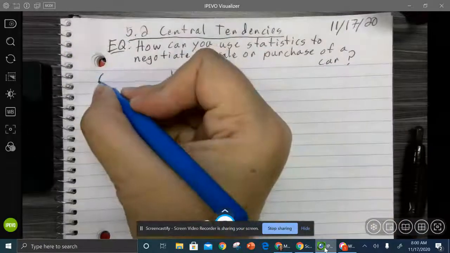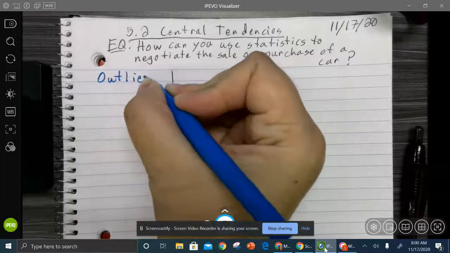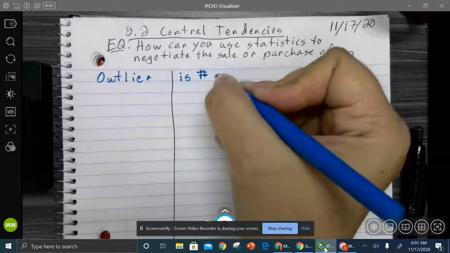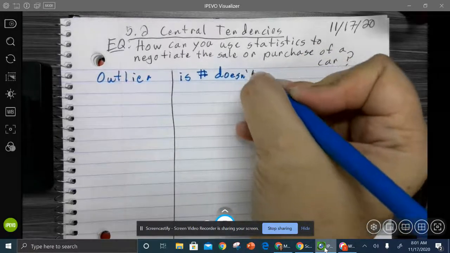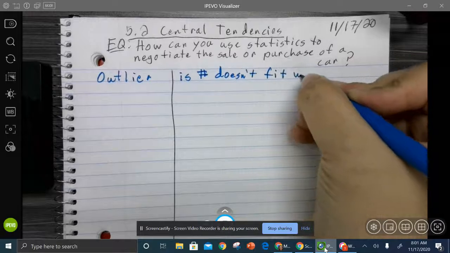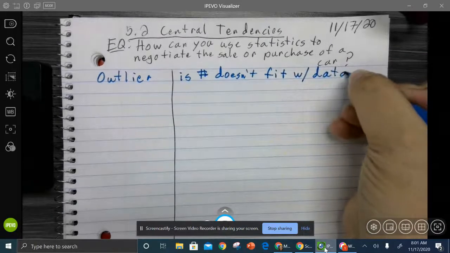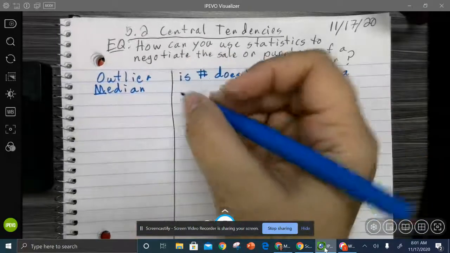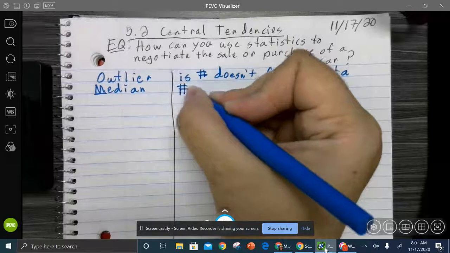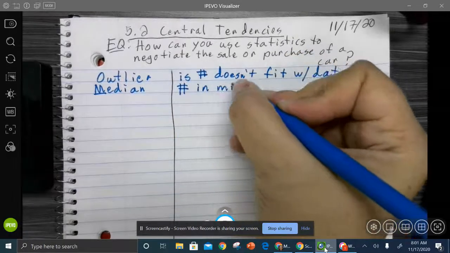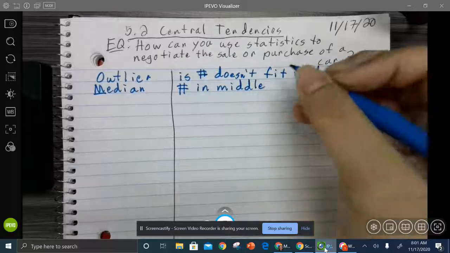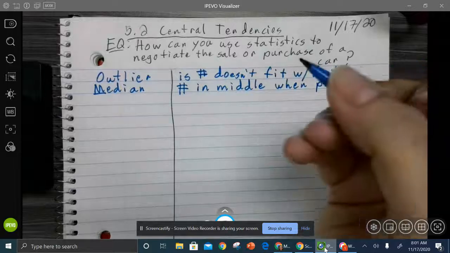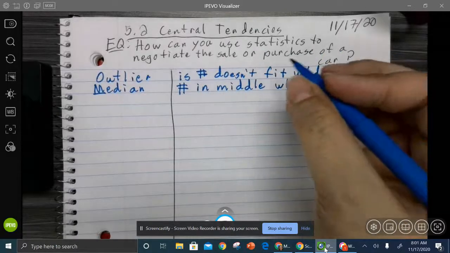We have the outlier. It is the number that doesn't fit with the rest of the data. We also have the median. I always think of the median as the middle of the road, the part you can't cross. So median's in the middle, the middle of the street. It's the number in the middle when the numbers are placed in order.